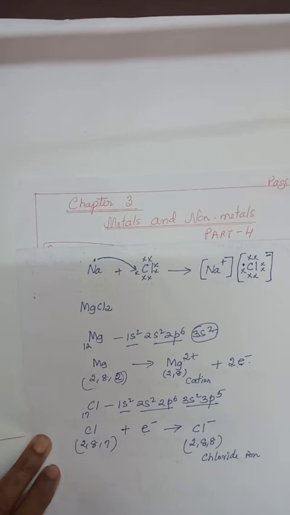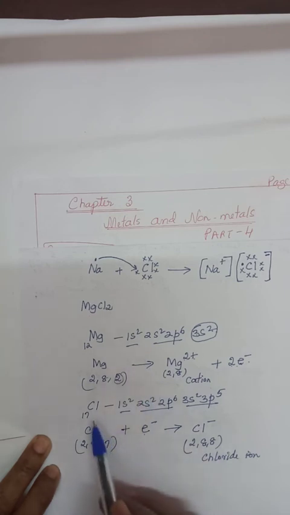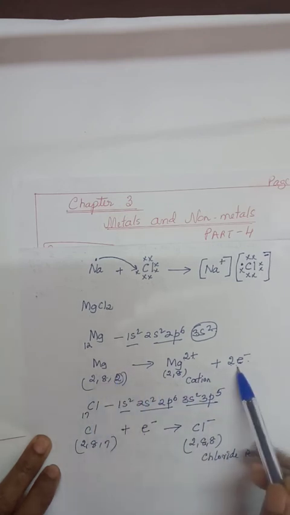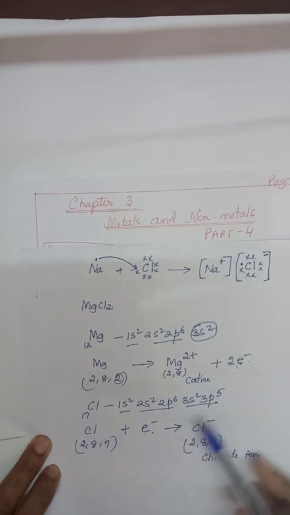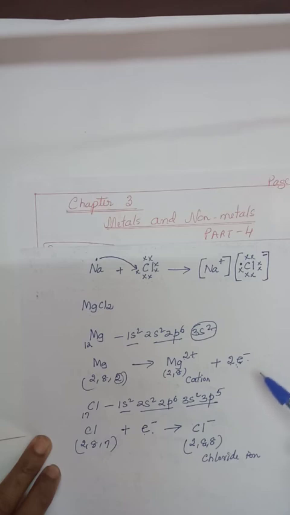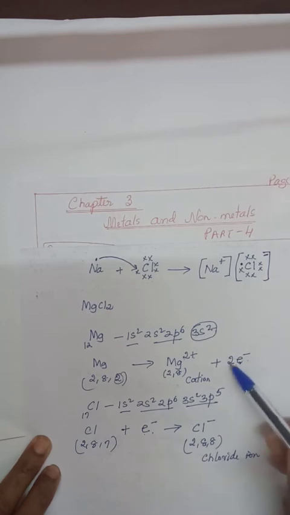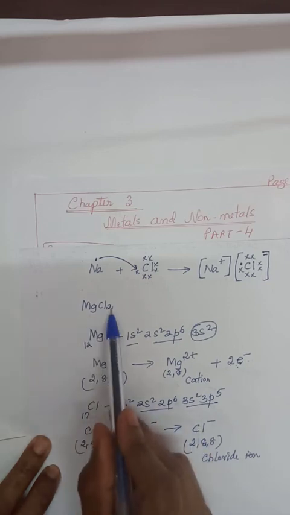Students, don't get confused, because magnesium chloride is MgCl2. Magnesium is donating 2 electrons. 1 chlorine atom receives 1 electron. The second chlorine atom receives the second electron. Don't get confused. Magnesium is losing 2 electrons. Here there are 2 chlorine atoms, MgCl2.